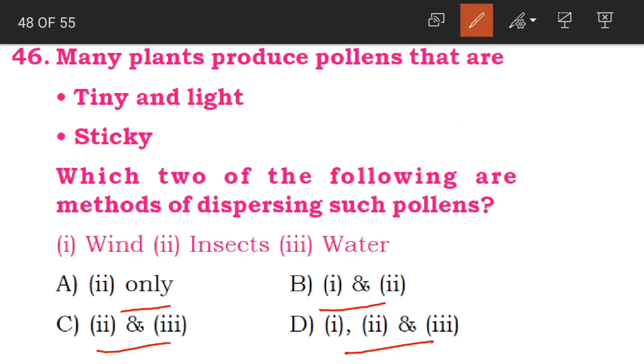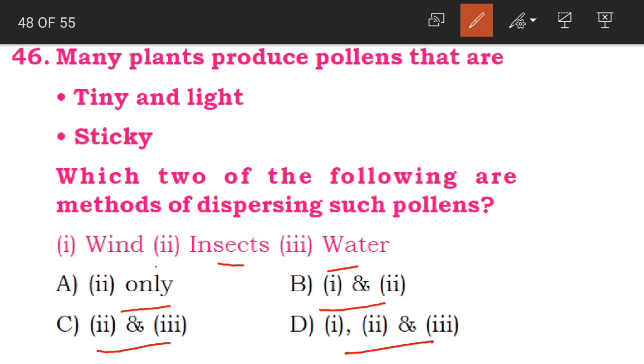Okay. So what is the correct one, children? What is the correct one? That is C, through insects and water. Now why? Because when they are very small and light, that is very weightless, what will happen? They can float through water. And then when they are sticky, what happens?